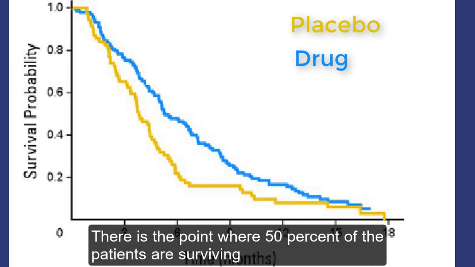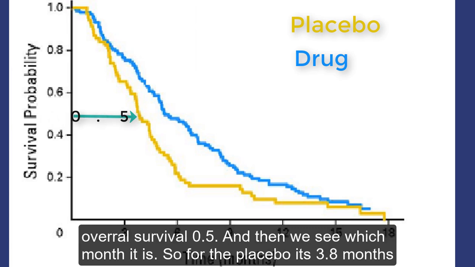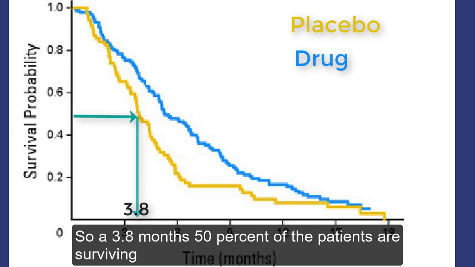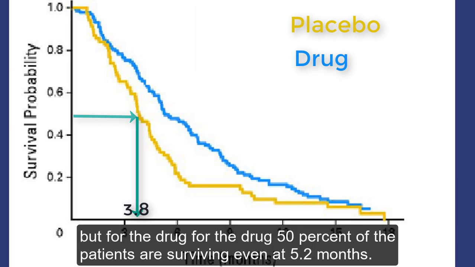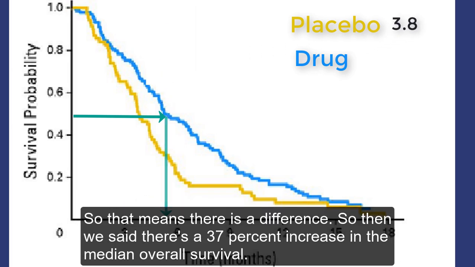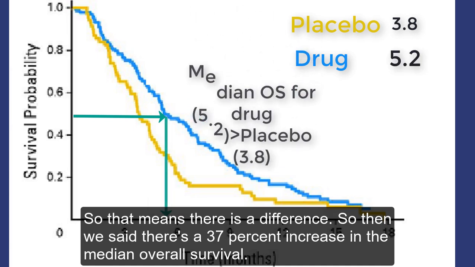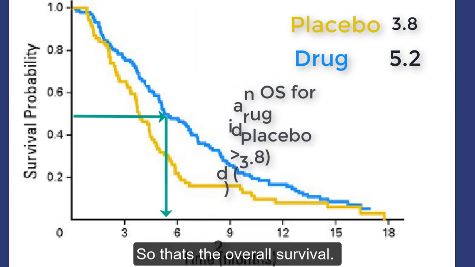So what we use is we check the point where 50% of the patients are surviving, right, overall survival 0.5, and then we see which month it is. For the placebo it's 3.8 months. So at 3.8 months 50% of the patients are surviving, but for the drug, 50% of the patients are surviving even at 5.2 months. So that means there's a difference. So then we say there's a 37% increase in the median overall survival. So that is what overall survival is.